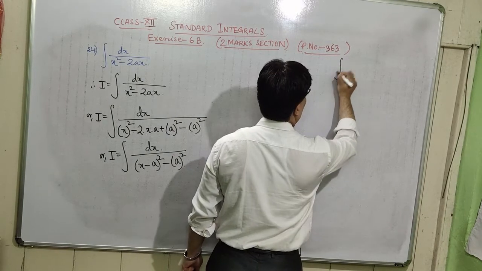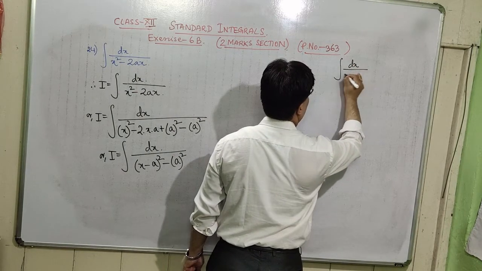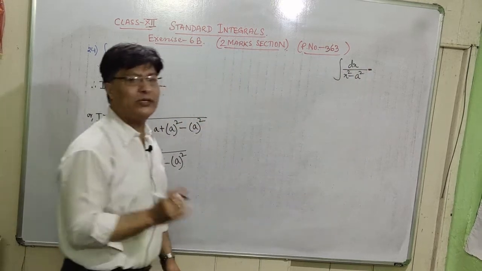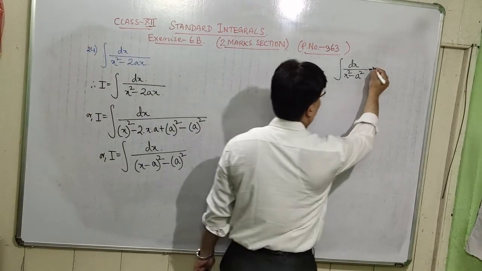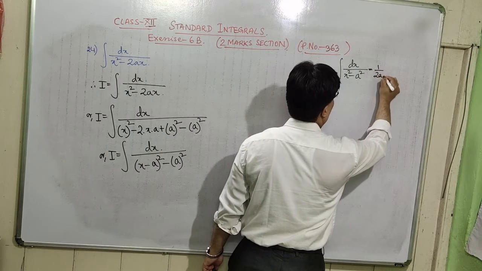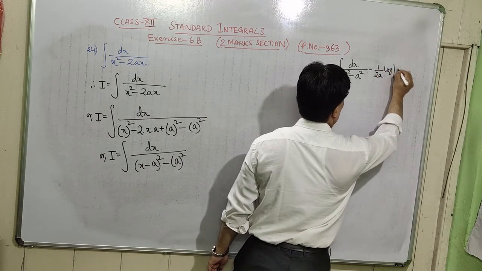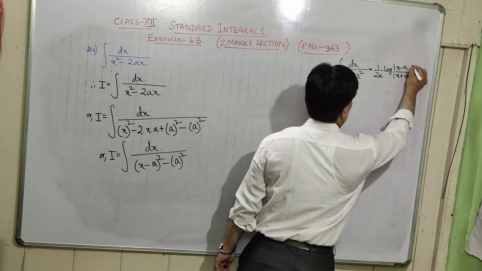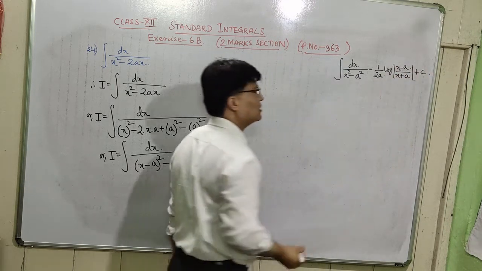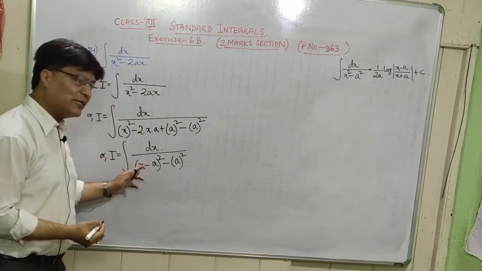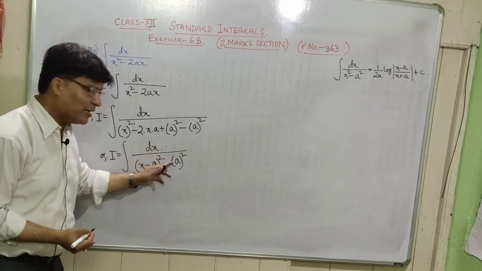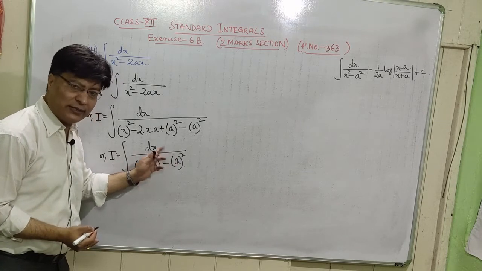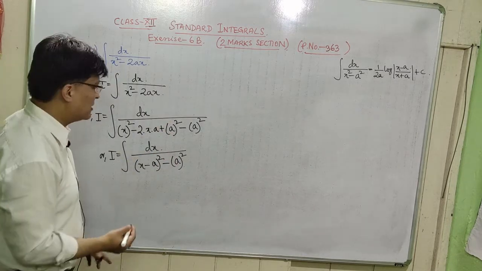So this is the formula, integration of dx divided by x square minus a square, which is equal to, what is the formula? It is 1 upon 2a log within mod x minus a upon x plus a plus c. So here x is x minus a, and what is a here? It is a. So let us use this formula in this case.